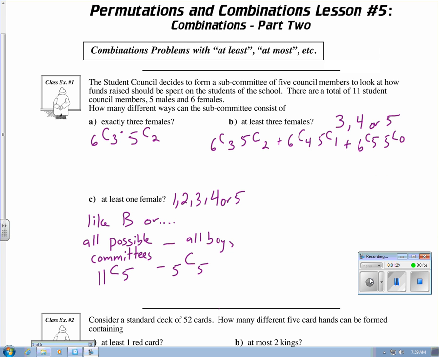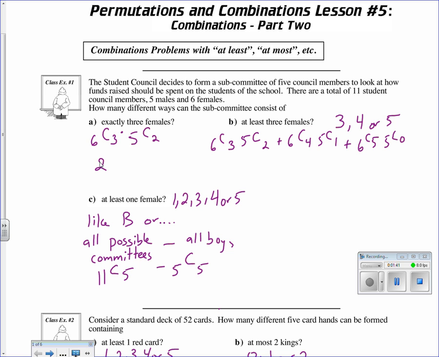So exactly 3 females would be 6 choose 3, that's out of the female collection. 5 choose 2 comes out of the male collection. That's 20 times 10 for 200 subcommittees. The at least 3 female collection is a little bit more involved. We've got the from before.